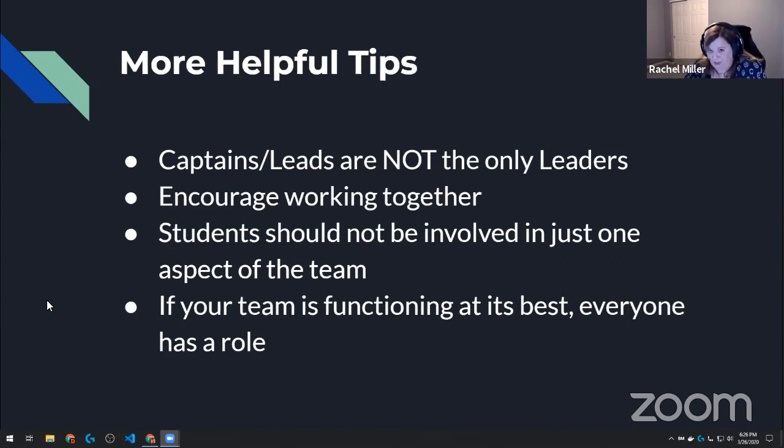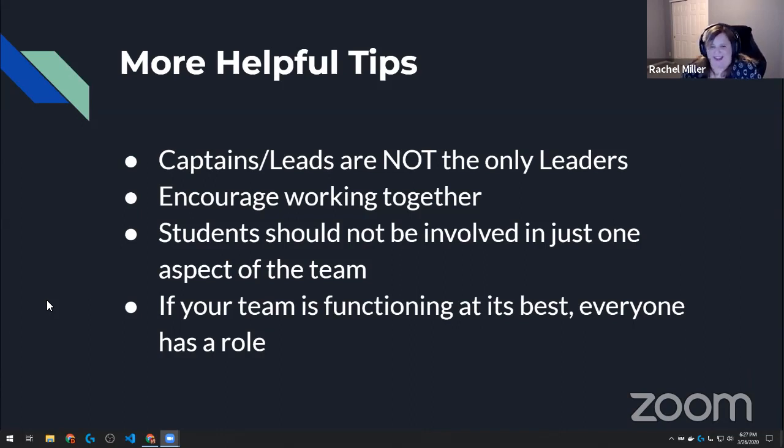Captains, leads, whatever you want to call your leadership, are not the only leaders on your team. I talked about having that leadership training. I think it's important to have that for whatever you have on your team, whether it be called captains or leads. But having that general training for all of your students is super important. And discussing what it means to be a leader, helping them understand what it means to be a leader versus a boss, understanding how to work with those different personalities.